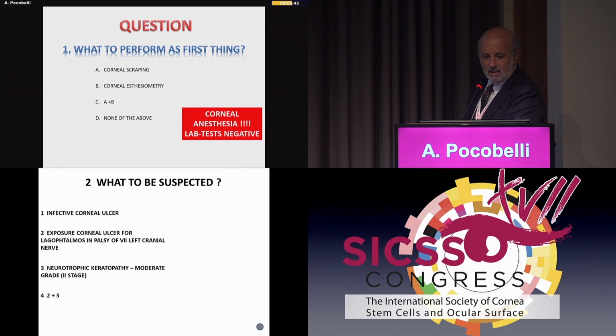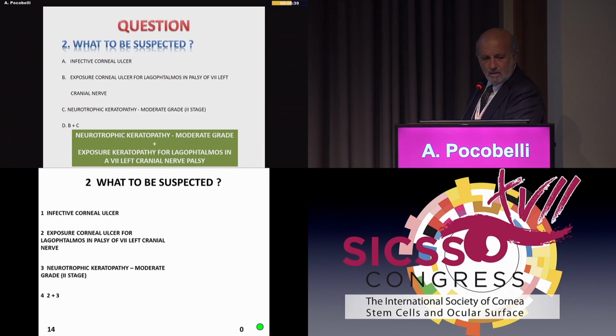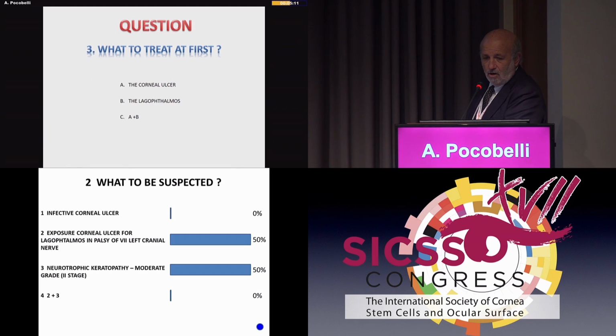So corneal anesthesia, lab tests negative. Okay, the answer has been revealed too early. Of course, there was a palsy of the seventh left cranial nerve. So what should we suspect? So moderate grade or mild grade neurotrophic keratopathy plus keratopathy from exposure, which is the case here.